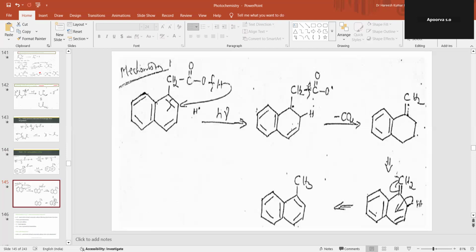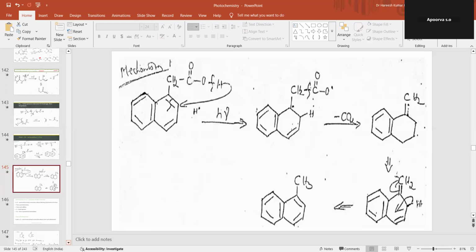That means homolytic cleavage of the alpha beta carbon bond. Then the obtained one is an intermediate. Carbon dioxide is going, this part is going, and then this is about to form a double bond, and then there is a 1,3 hydrogen shift. This hydrogen radical is shifted from here to here, forming 1-methyl naphthalene as the product. Then I will go to the next slide.